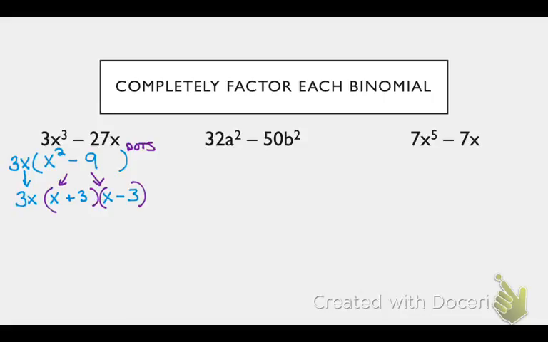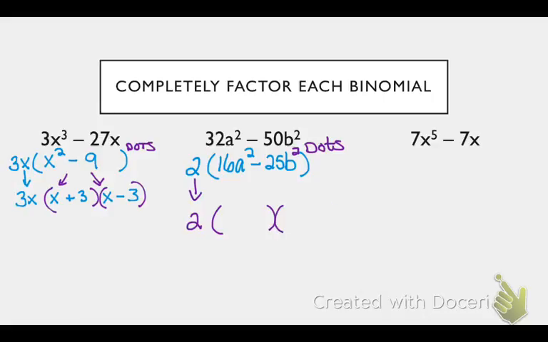Again, I need to start by factoring out the GCF. So when I look at this, at least 2 gets pulled out. And when I divide each by 2, that results in 16a squared minus 25b squared. And now it again appears as though I have the dots pattern in the remaining binomial, as long as I put that squared there. I need to bring down the 2, and then this factors into two more binomials.